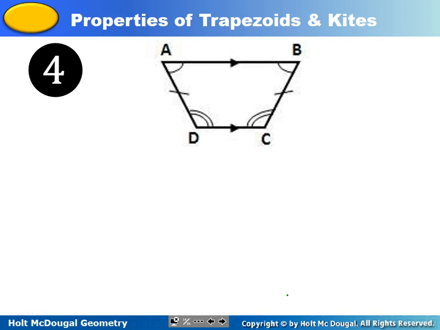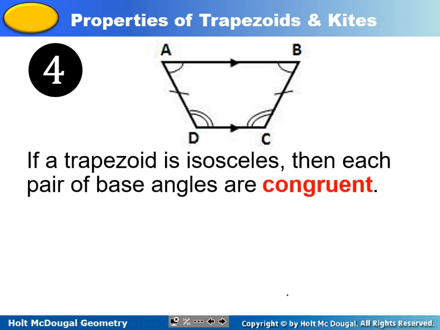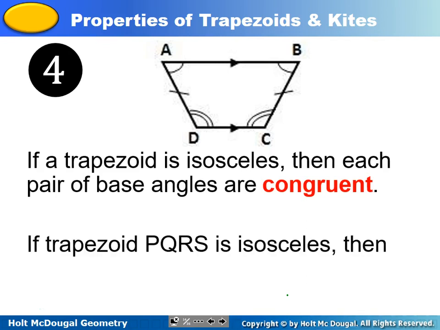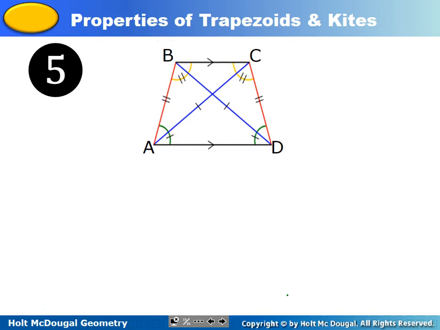And if it is an isosceles trapezoid, I also know that the base angles A and B are congruent, and D and C are congruent. So if a trapezoid is an isosceles, then the pair of base angles are congruent. If trapezoid PQRS is an isosceles, then angle A is congruent to B and C is congruent to D.